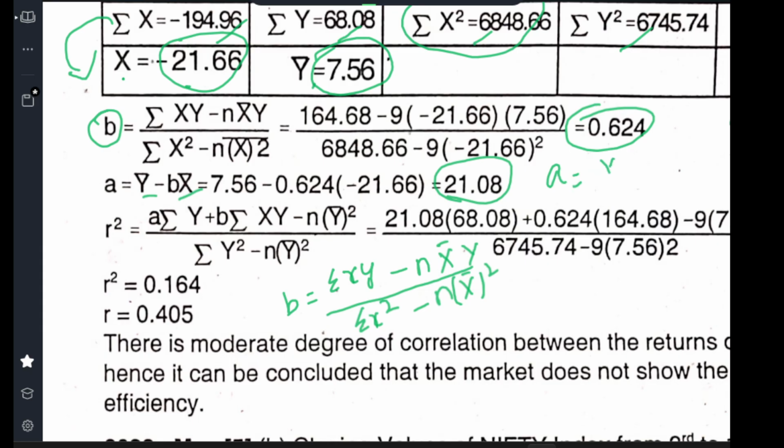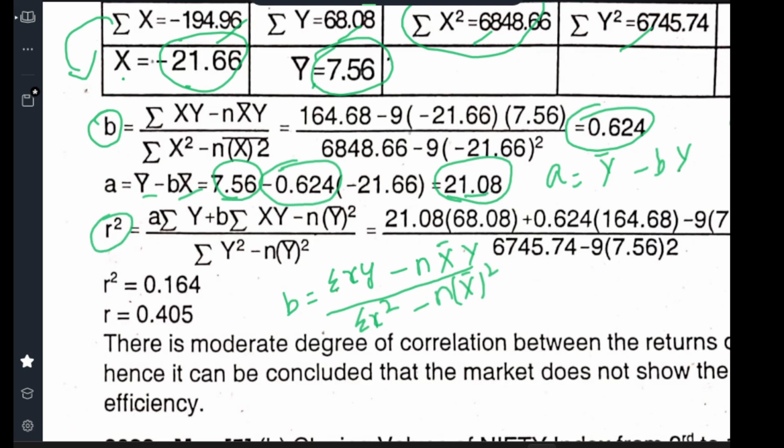So a is equal to Y bar minus b times X bar. So Y bar is 7.56, b is 0.64, and X bar is 21.8. So we need to add back this, and we get a. So what is the R square?